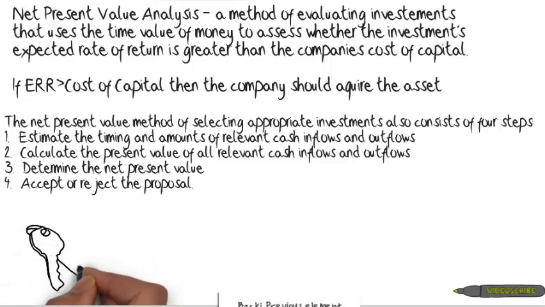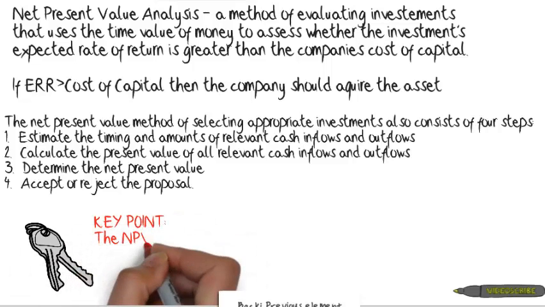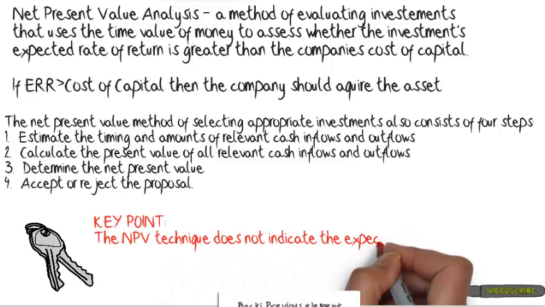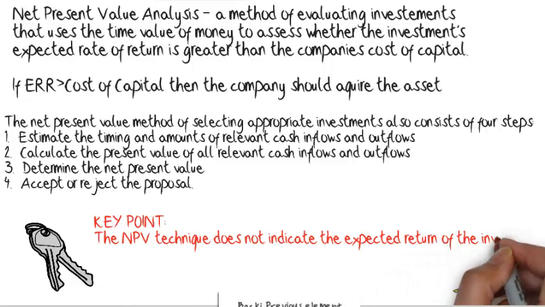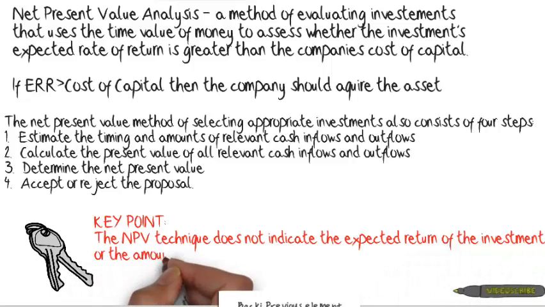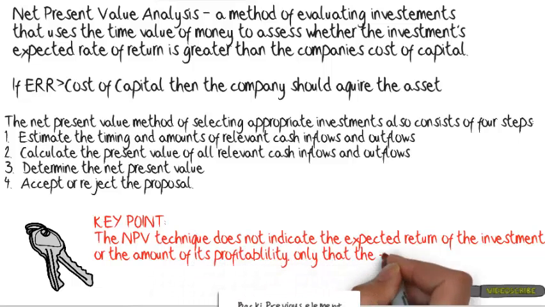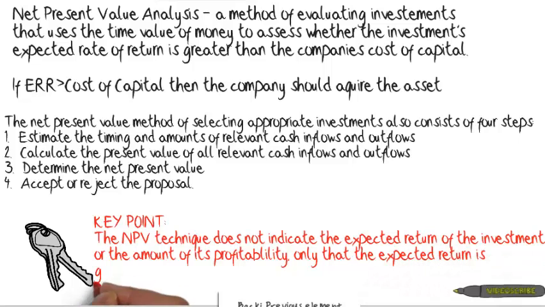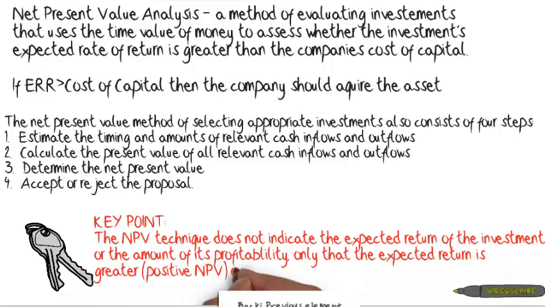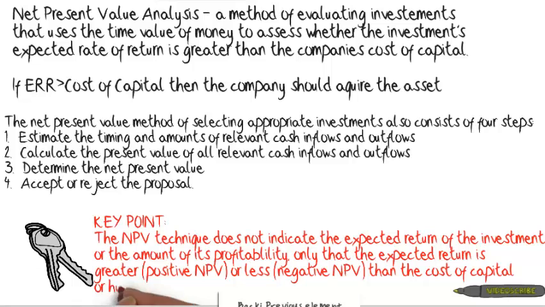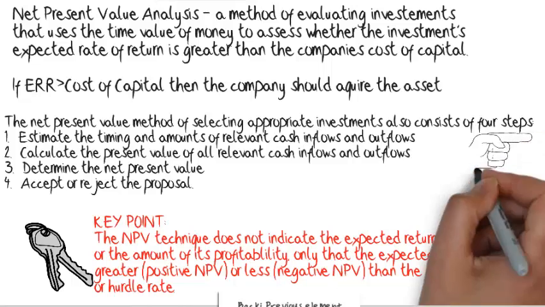Now, when looking at net present value, there's a couple key points. Key point number 1 is that the net present value technique does not, key phrase, does not indicate the expected return of the investment, but rather only that the expected rate of return is greater or less than the cost of capital. If it's greater, it's a positive net present value, which is what we're looking for. If it's less, that's a negative net present value, and that's what we're not looking for.